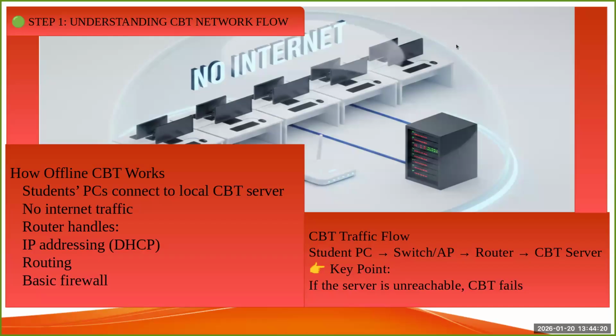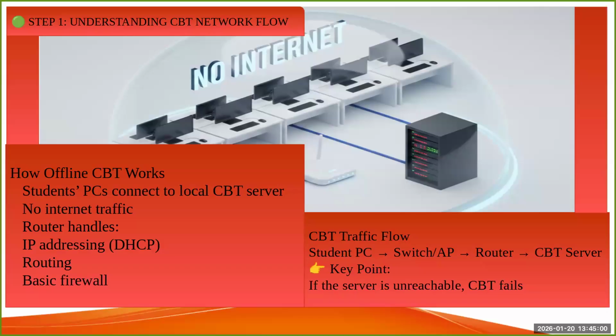Understanding CBT network flow. Very important. What's the network flow? From students' system to the access point, from the access point to the switch, from the switch to the router, from the router to the server. Where is the problem coming from? So, how offline CBT works? Student PC is connected to local server, yes, but what are the things that are in between? From the student PC, then you have your access point.